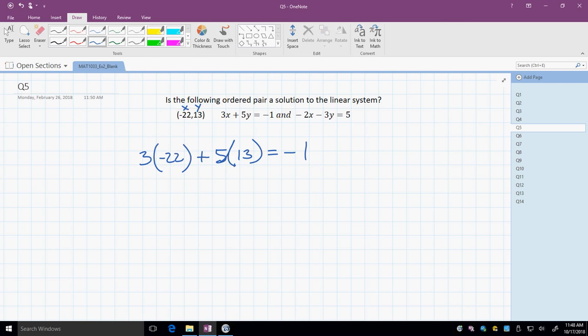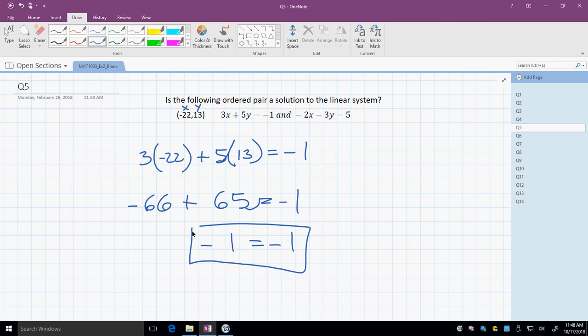You guys are my calculator ladies. So 3 times negative 22? Negative 1? Plus 5 times 13? What happened here? Different signs, we subtract, keep the sign of the largest number, so that is going to give me -1 equals -1. That means it checks. -1 is equal to -1.